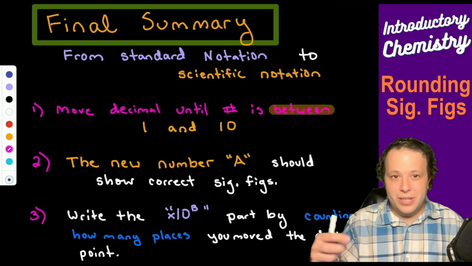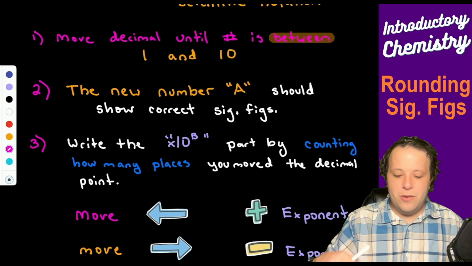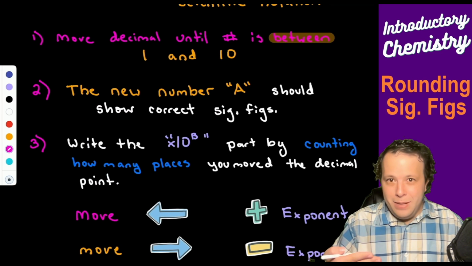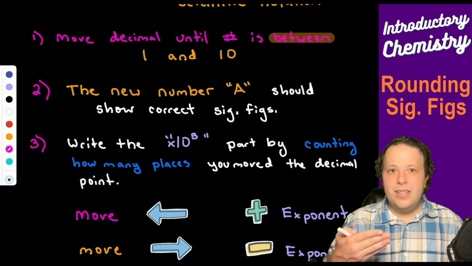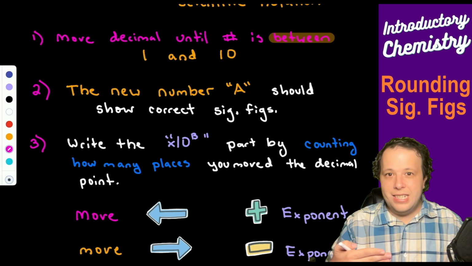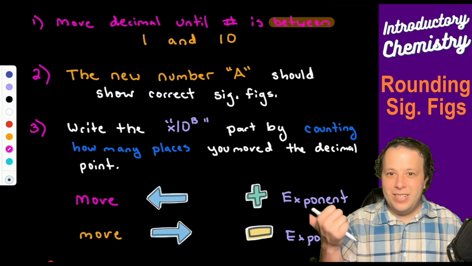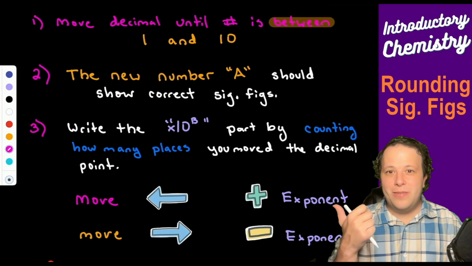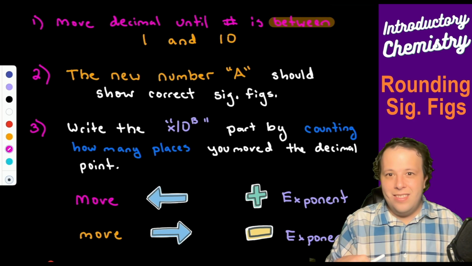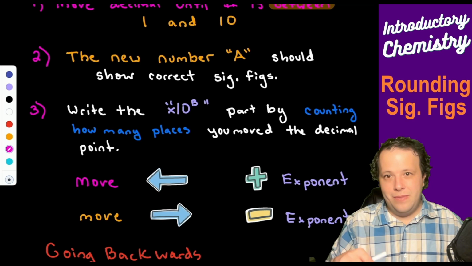It's very important. Now, if you write that times 10 to the b part, or the exponent, that counts how many places you move the decimal. So if you moved it left, then it's a positive value. If you moved it right, then it's a negative value.